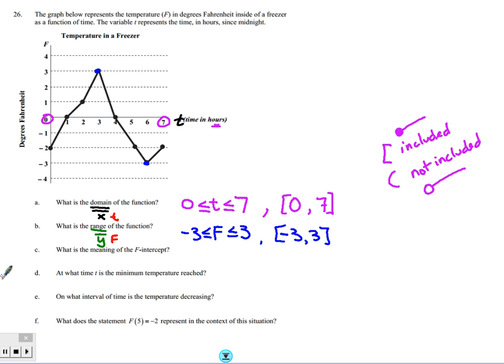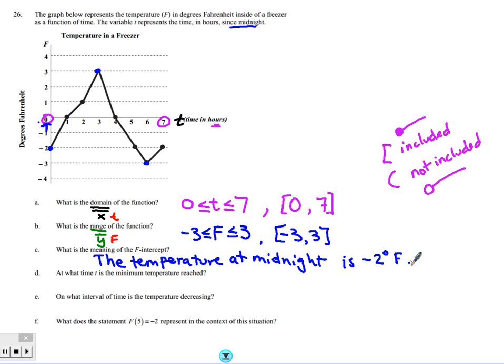All right? What is the meaning of the F-intercept? Let's see, it crosses the F right there. So what is the meaning of that? Well, right here, that is when time is 0. And it said also since midnight. So t is hours since midnight. So what that dot represents is at midnight what the temperature was. So the temperature at midnight, that is what it represents. We could say it is -2 degrees Fahrenheit. Okay.